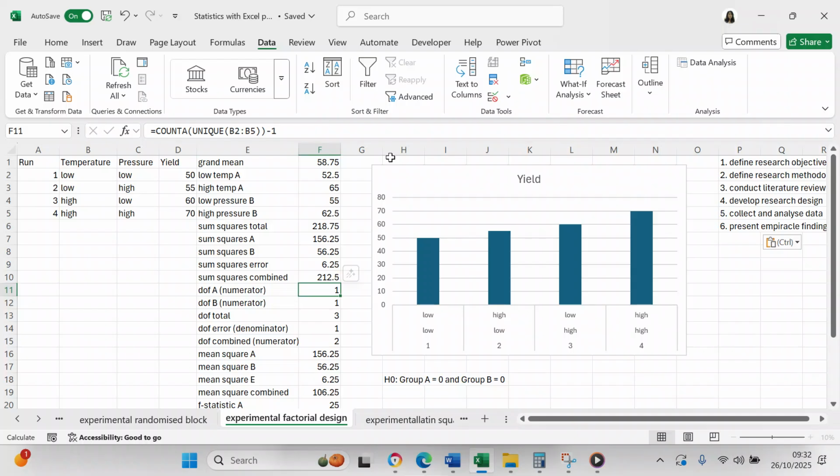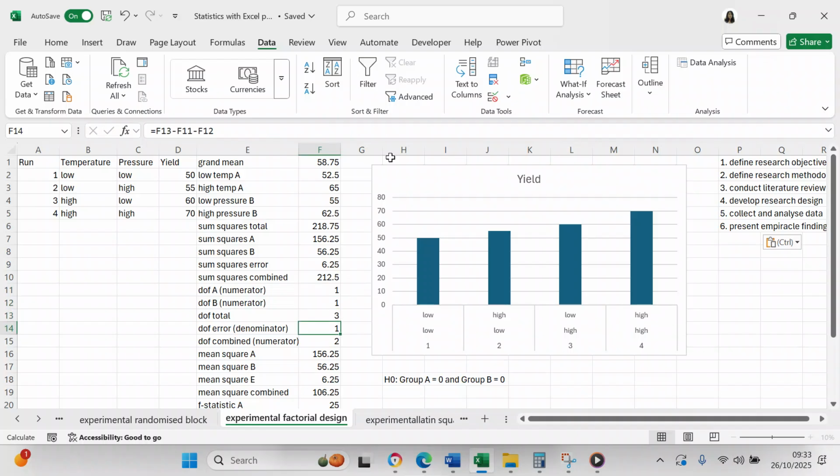You've got your degree of freedom A, that is your numerator, so it's going to be COUNTA of UNIQUE B2 to B5 minus 1, so that's going to be 1. You've got your degree of freedom B, which is your numerator, is COUNTA of UNIQUE C2 to C5 minus 1, and that's 1. You've got your total degree of freedom equals COUNTA brackets UNIQUE C2 to C5 plus COUNTA brackets UNIQUE B2 to B5 minus 1. So you've got your total degree of freedom as 4.